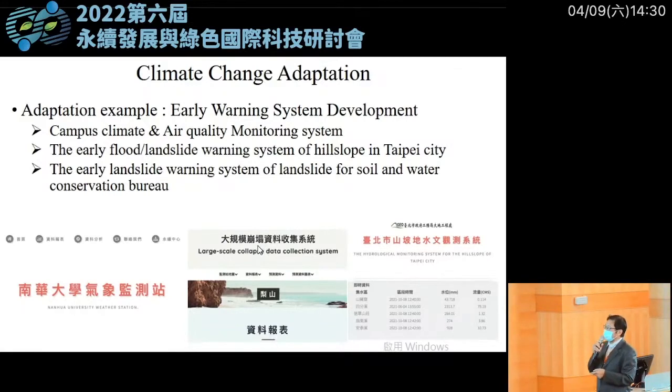Then the second thing, we got some projects from outside our campus. One project is from the Taipei City government, where we do an early flood and landslide warning system for hillside slopes. We have done this project for 4 years. The third kind of project is about an early landslide warning system from the Soil and Water Conservation Bureau. So these three kinds of projects show that we do climate change early warning systems.